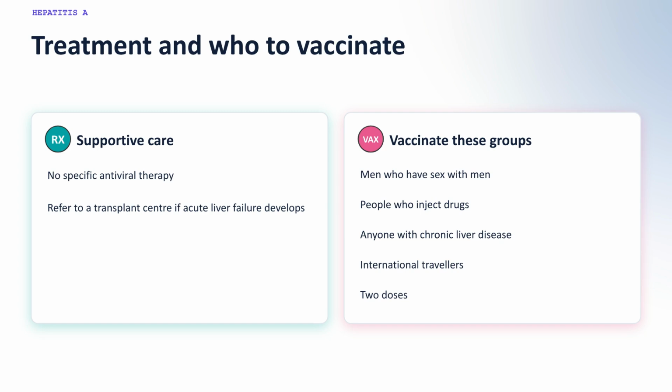Vaccinate men who have sex with men, people who inject drugs, anyone with chronic liver disease of any cause, and international travelers to endemic areas. It is a 2-dose series. Note that chronic liver disease group. They are vaccinated because superimposed hepatitis A on a damaged liver is dangerous.